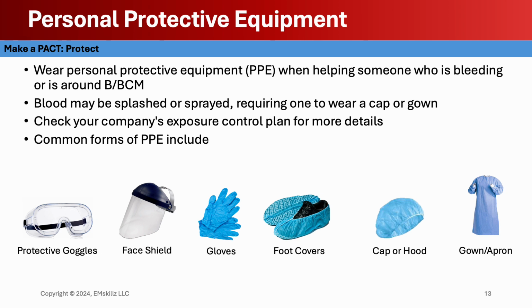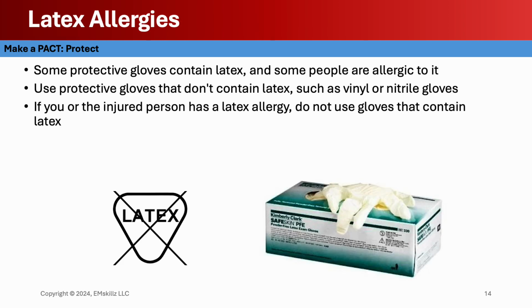Personal protective equipment. Wear personal protective equipment when helping someone who is bleeding or is around blood or blood-containing material. Blood may be splashed or sprayed, requiring one to wear a cap or gown. Check your company's exposure control plan for more details. Common forms of personal protective equipment include protective goggles, face shield, gloves, foot covers, a cap or hood, and a gown or apron.